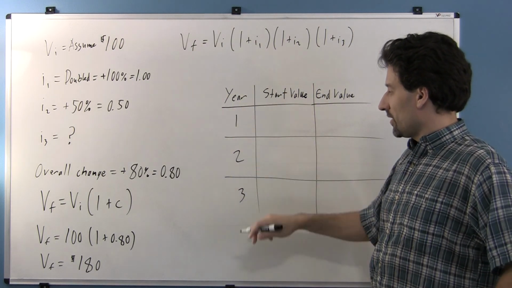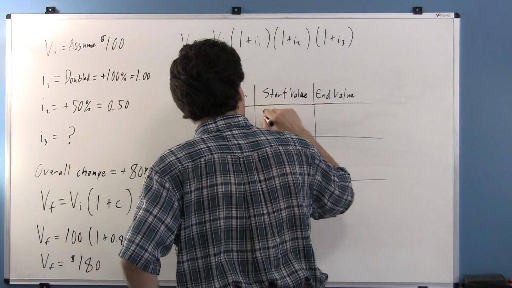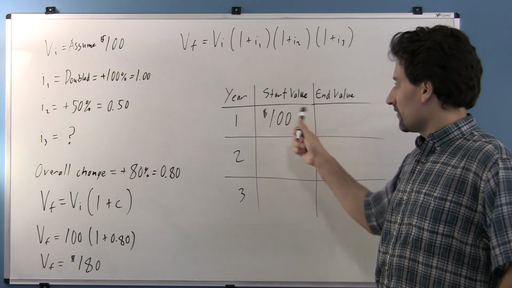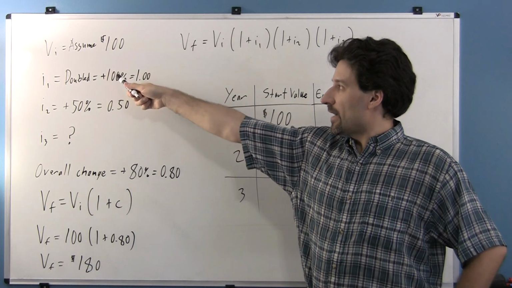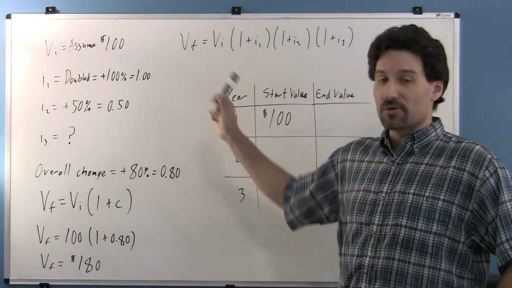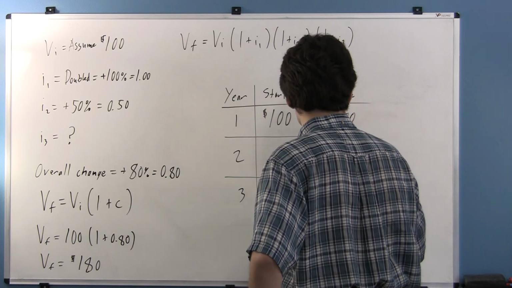Year 1, 2, and 3, the start value and the end value. So we're going to start at $100 at the start of year 1. This amount doubles during year 1, so times 2, right? An increase of 100%, it doubles. The end value is now $200.